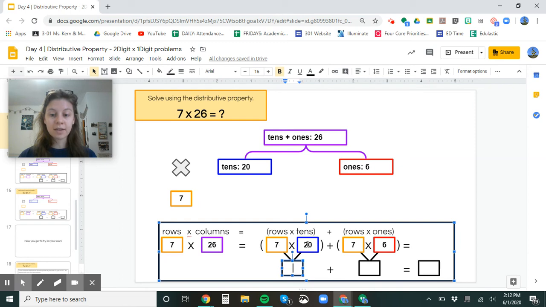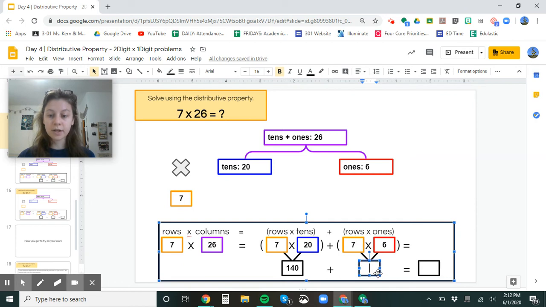So now I have 7 times 20. I'm going to relate that to 7 times 2, which equals 14. So if I thought of it like 7 times 2 tens, I would have 14 tens, which equals 140.